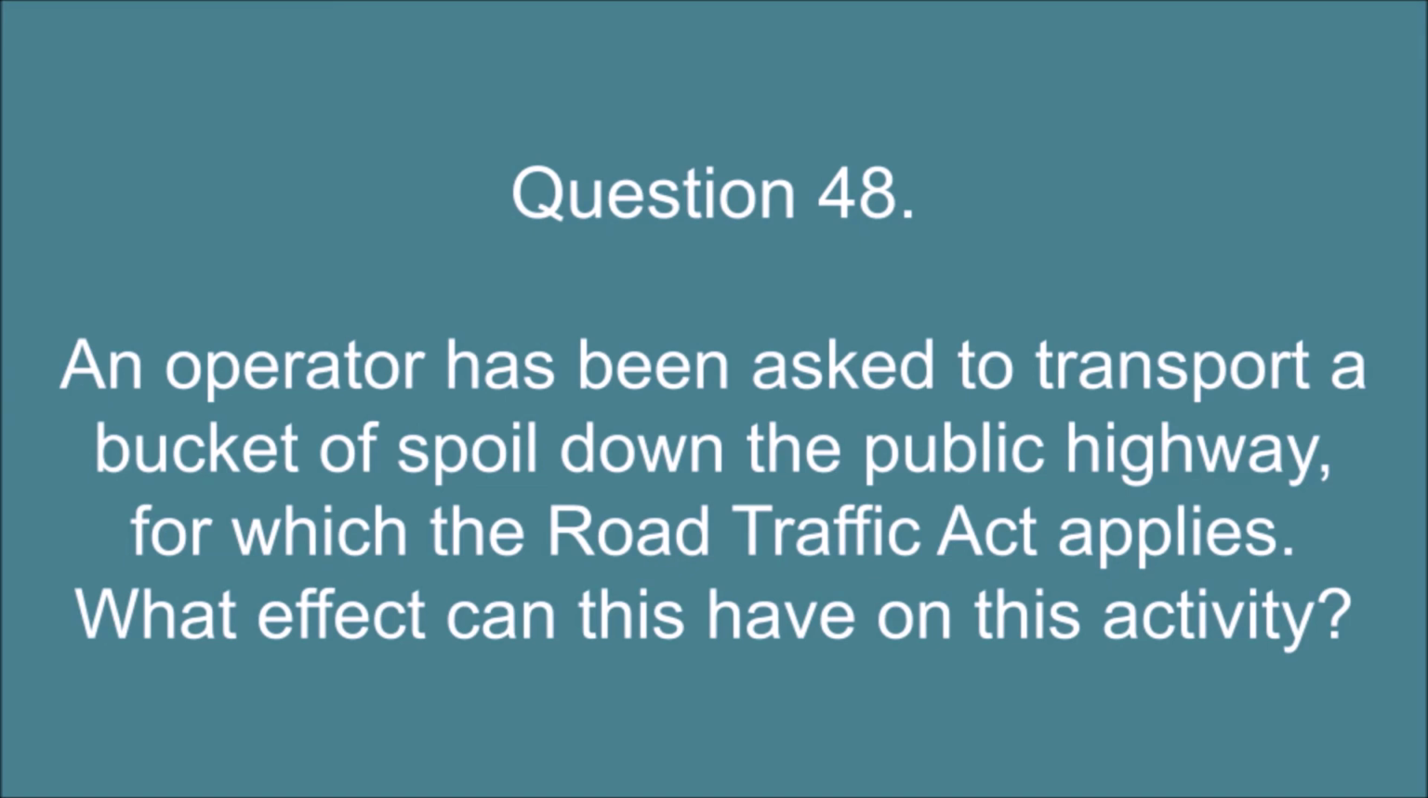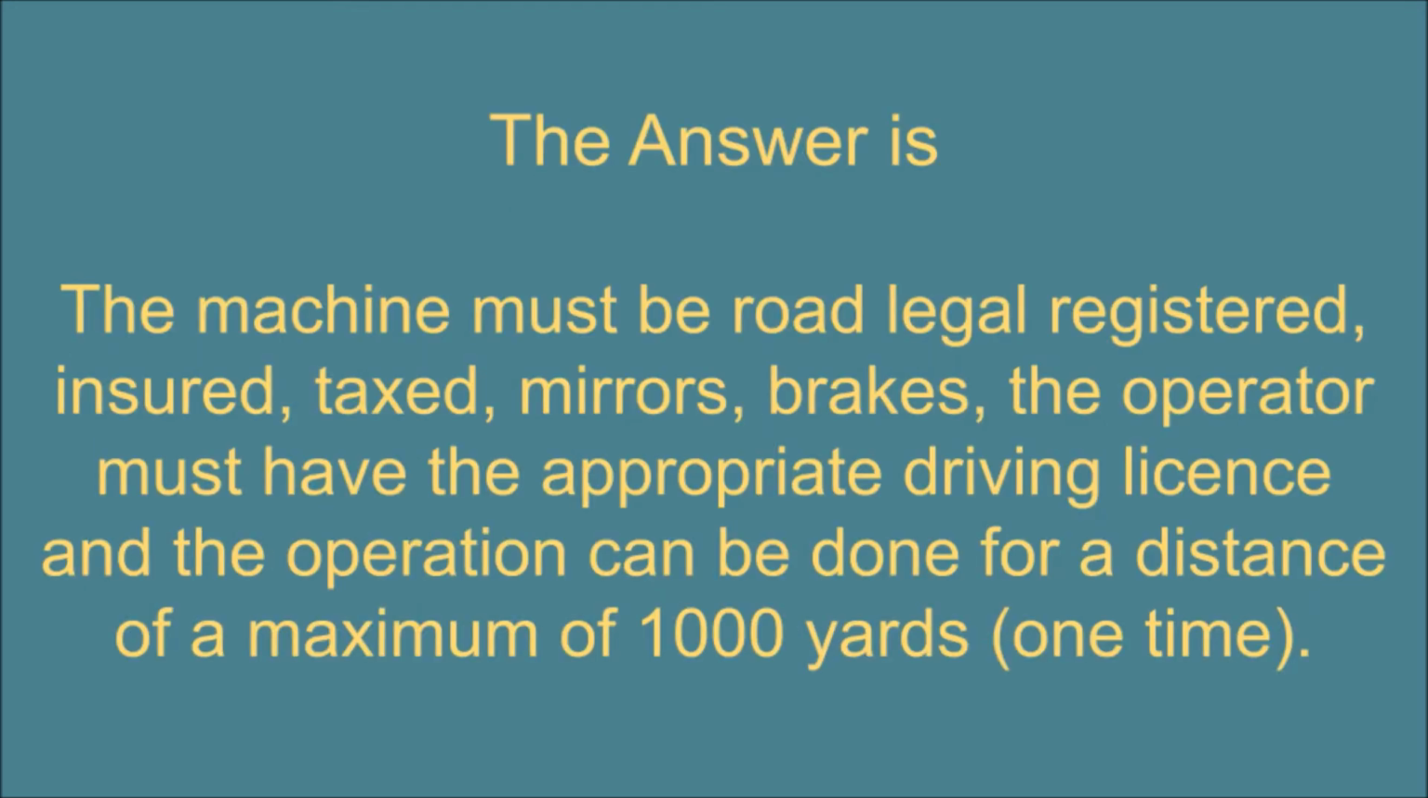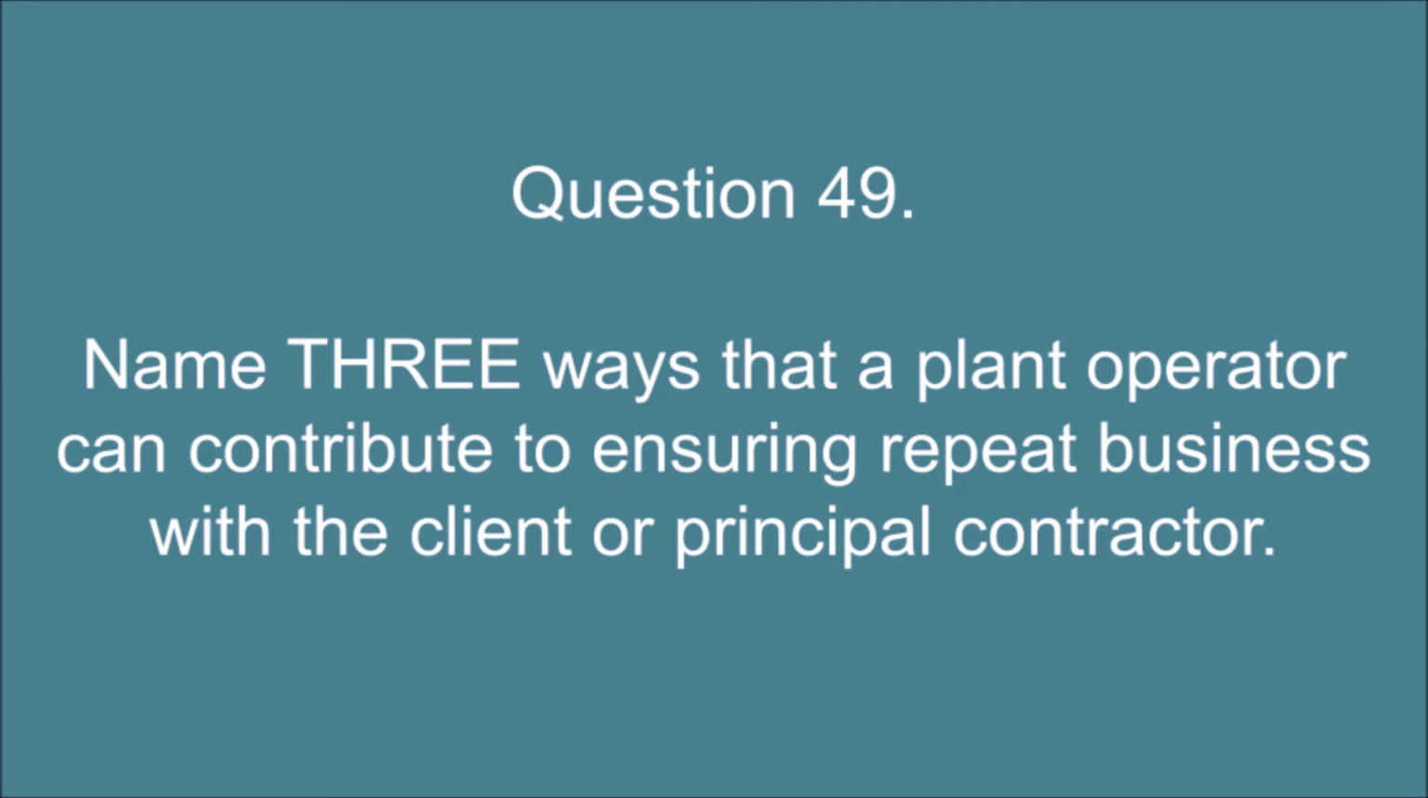Question 48. An operator has been asked to transport a bucket of spoil down the public highway, for which the Road Traffic Act applies. What effect can this have on this activity? The answer is: the machine must be road legal, registered, insured, taxed, with mirrors and brakes, the operator must have the appropriate driving license, and the operation can be done for a distance of a maximum of 1,000 yards one time. Question 49.